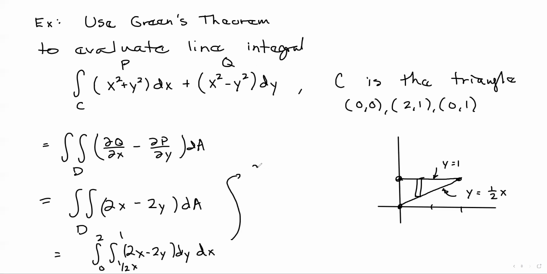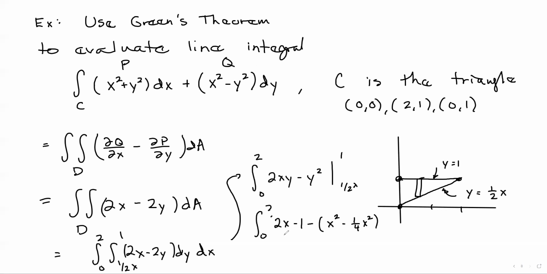All right, so let's quickly evaluate that. It's the antiderivative of this with respect to y. We're going to get 2xy minus y squared, evaluated from 1/2 x to 1, and x from 0 to 2. Plug in 1 for y, we get 2x minus 1, minus, plug in 1/2 x for y: 1/2 x times 2 is x, so we have x squared, minus, and then plug in 1/2, we get 1/4 x squared, dx. And then here, this is the integral from 0 to 2.